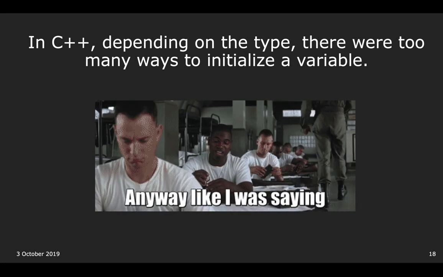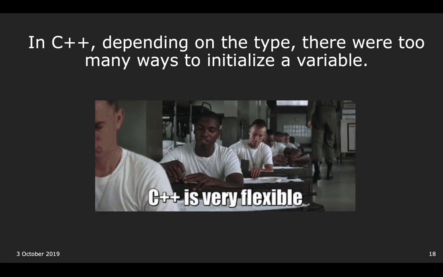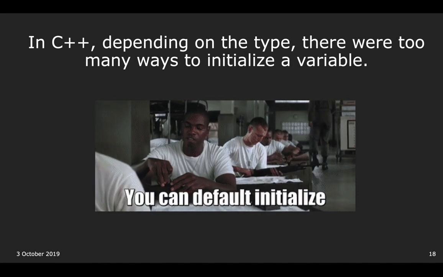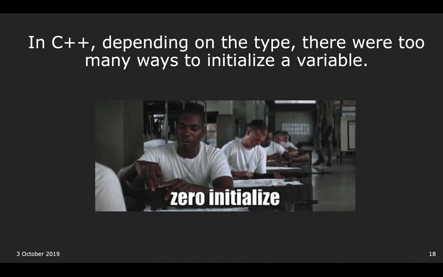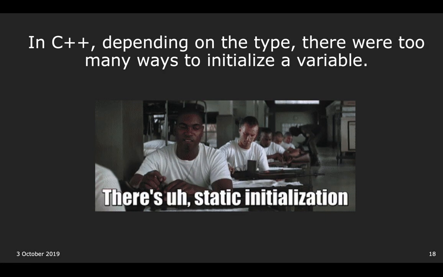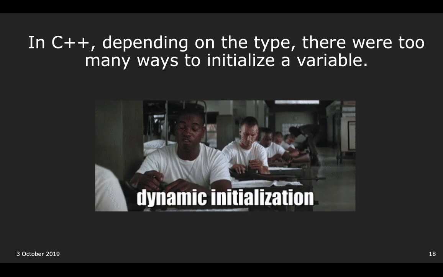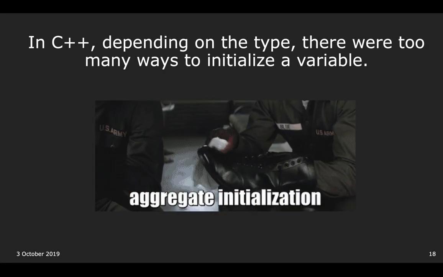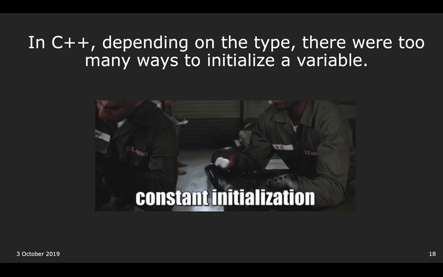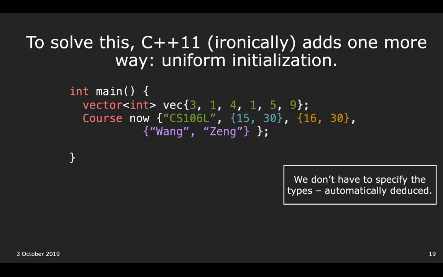Okay, yeah. So essentially, there's a lot of ways to initialize, and it's not really feasible to know or memorize all of them. The way to initialize also depends on what type you're working with. So, ironically, to fix this problem, C++ decides to add one more way to initialize. All right, so there's a 27th way to initialize called uniform initialization, which is supposed to fix all of these initialization problems.